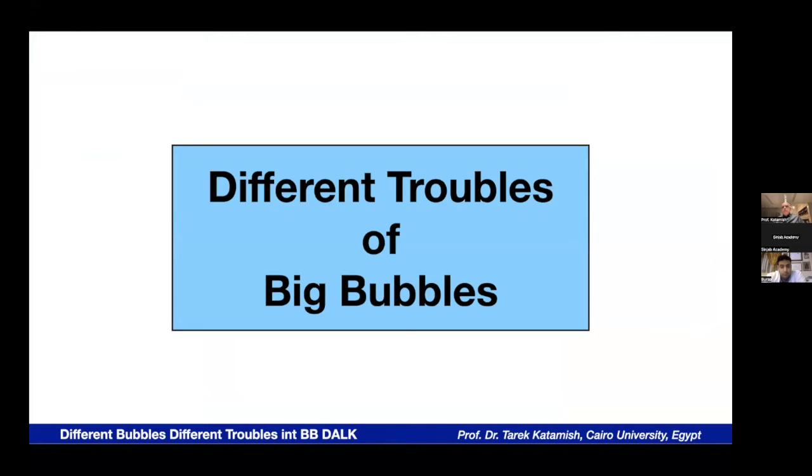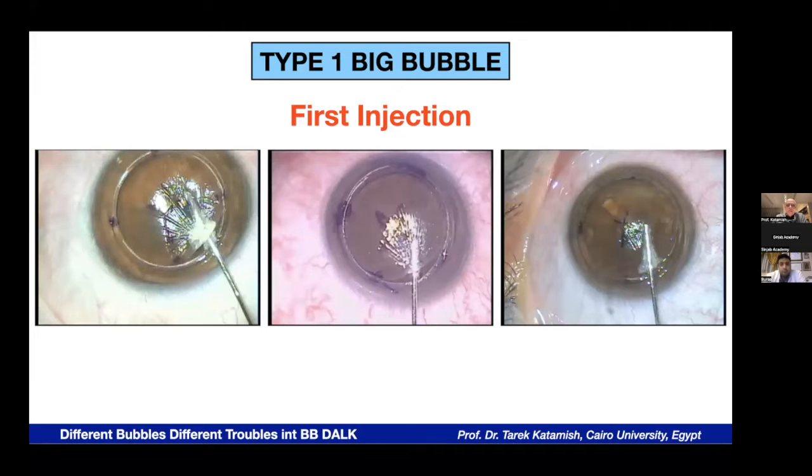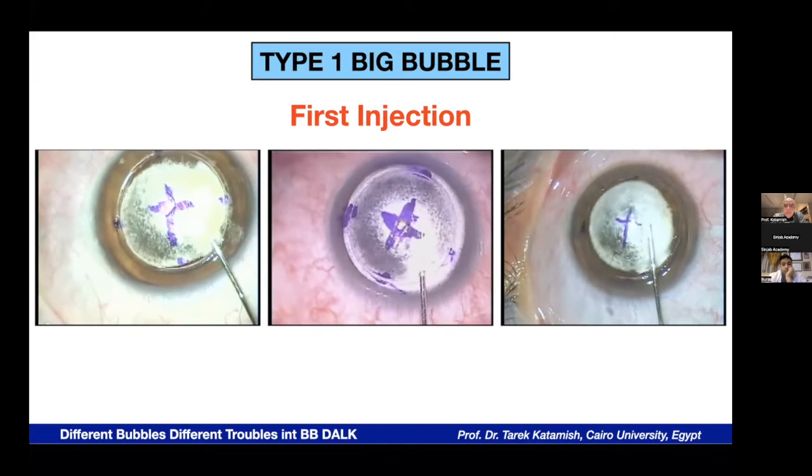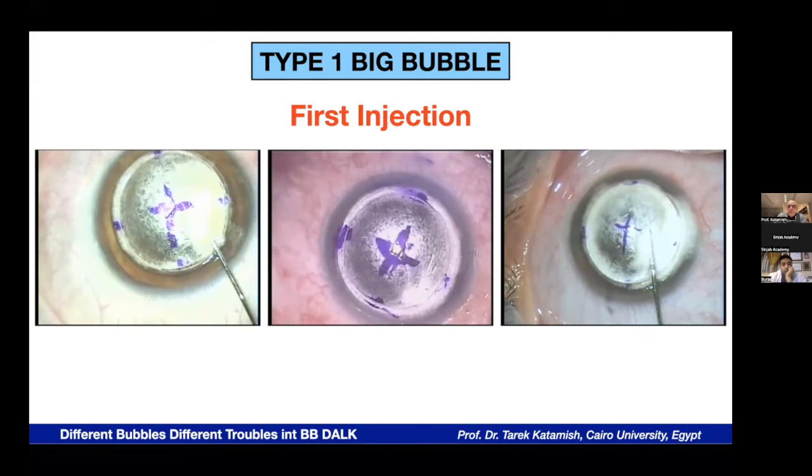This concludes the first part of my talk. I will speak now about the different troubles during big bubble formation. Of course, if you are following the certain technique which I described in my last lecture, you will be able in 90% of cases to get the big bubble from the first injection, if you are following the tips I have shared before.